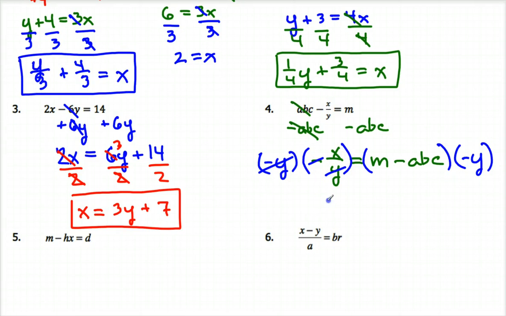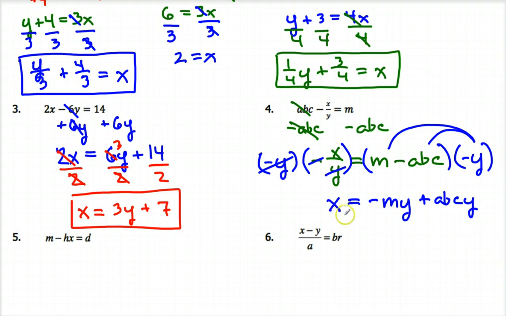So that's going to leave me with an x on the left side. When I multiply by y on the right side, though, I need to remember that I'm multiplying a quantity by y, so I need to make sure I distribute this negative y. So that's going to give me this. It's going to give me negative my, and then I have a negative times a negative, so I'll get a positive here. And this will be written as ABCY. So we'll get x equals negative my plus ABCY.